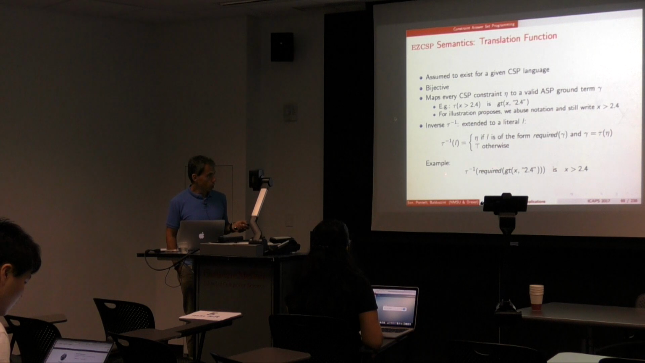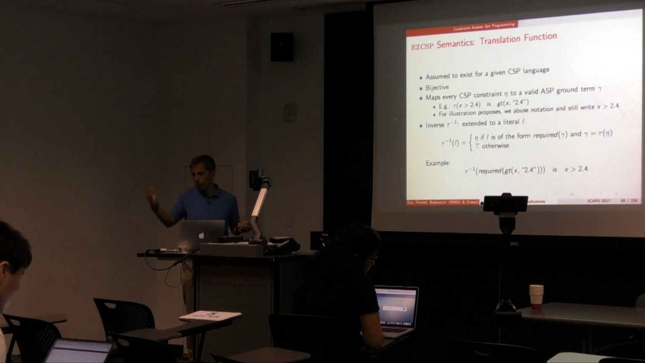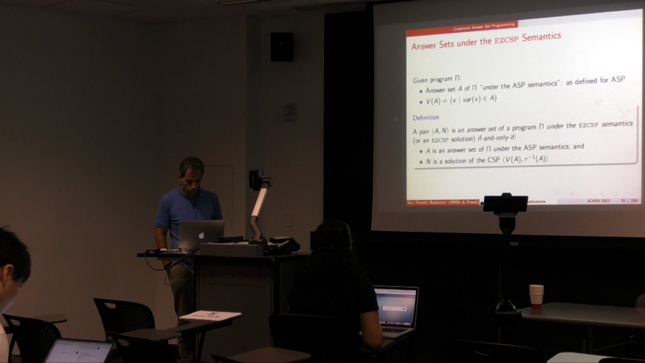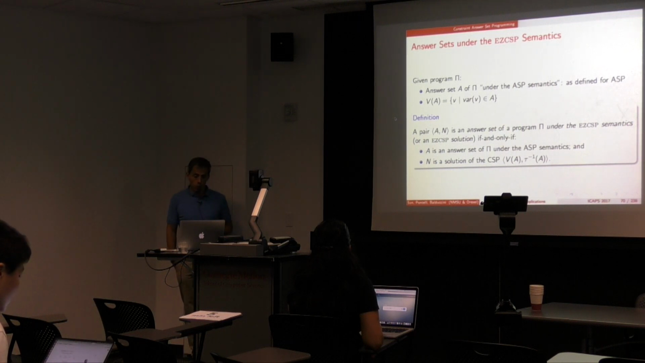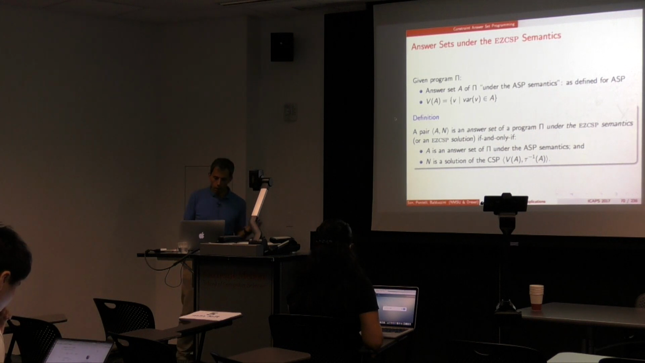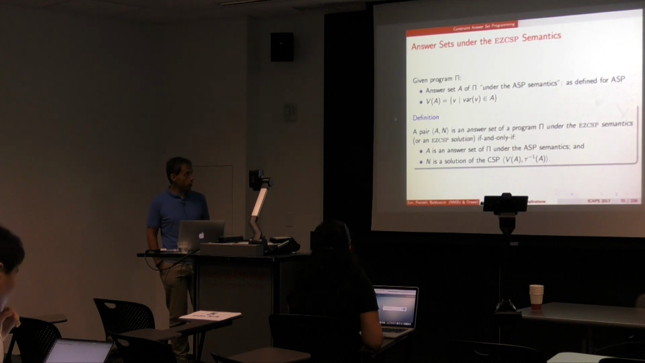Example at the bottom here of the inverse function of the translation applied to GT(X, 2.4). That's, as you would expect, going to give you x greater than 2.4. So the answer sets of a CASP program. Here we're looking specifically at a flavor of CASP called Easy CSP. It's a simpler language than others, convenient for what we're going to show later.